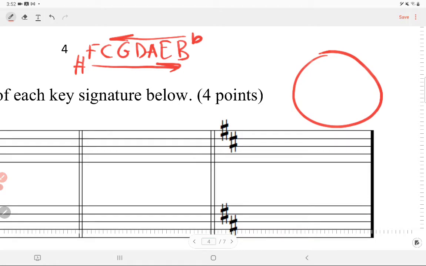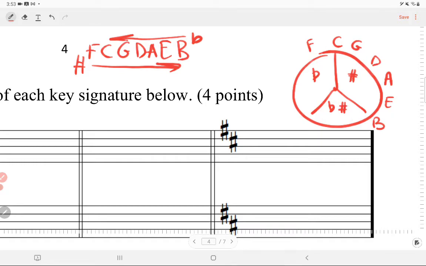Not a very good circle, right? And we're going to draw a line down the center like this. Okay, and we're going to start at 11 o'clock and write F, then C, then G, then D. A is going to be right here, E is going to be right here, B is going to be at 5 o'clock. Okay, so that's the first part of the circle of fifths.